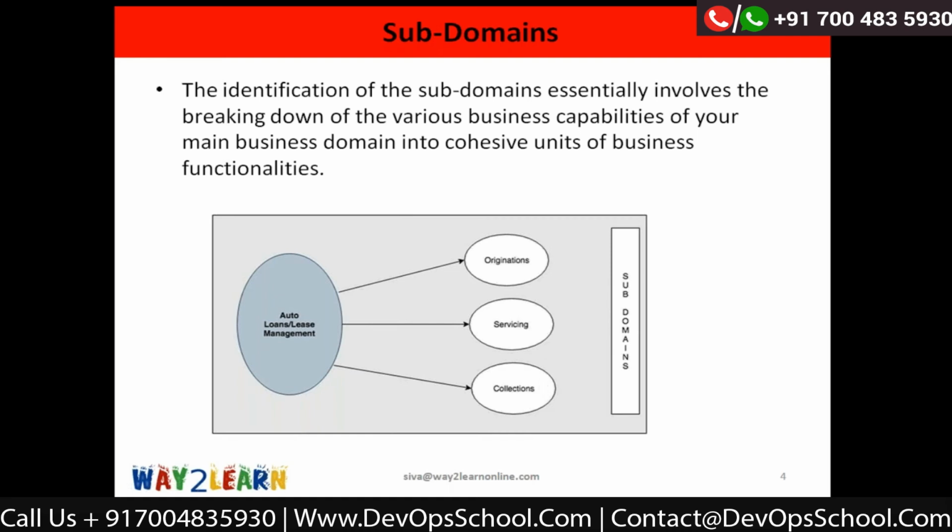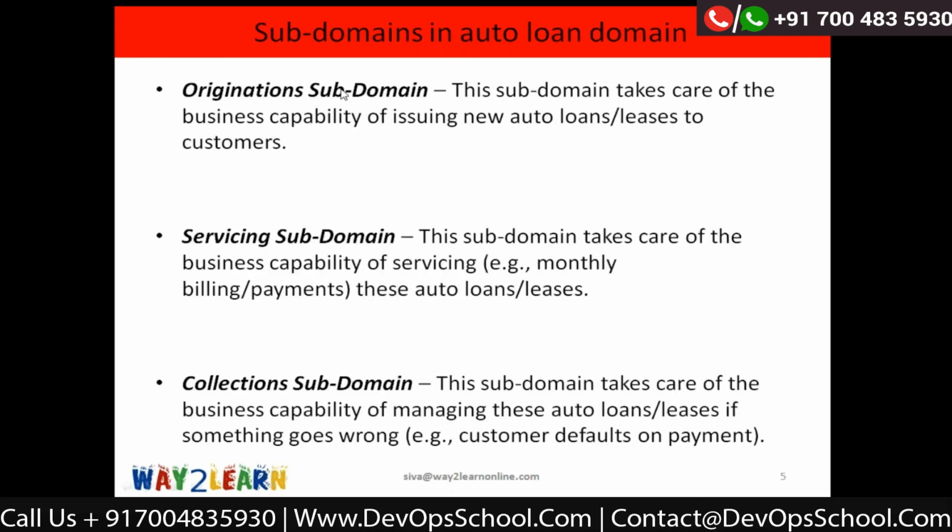Let me exactly tell you what I mean in our use case. In auto loan management, what we need to do is give loans, right? So the flow starts with creating a new loan application. What is this originations subdomain all about? This subdomain takes care of the business capability of issuing new auto loans. So how to issue a new loan or lease, whatever business capabilities related to issuing new loans belong to the originations subdomain.